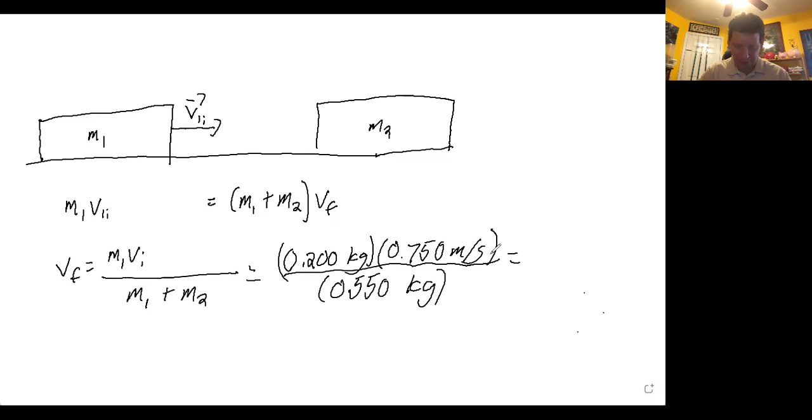So 0.2 divided by 0.3. And what you get is 0.273 meters per second as the final velocity. So the first one slows down considerably. The second one gets a push forward and starts moving, but they're moving together because it's a perfectly inelastic collision. And because it's a perfectly inelastic collision, the equation only requires one unknown.